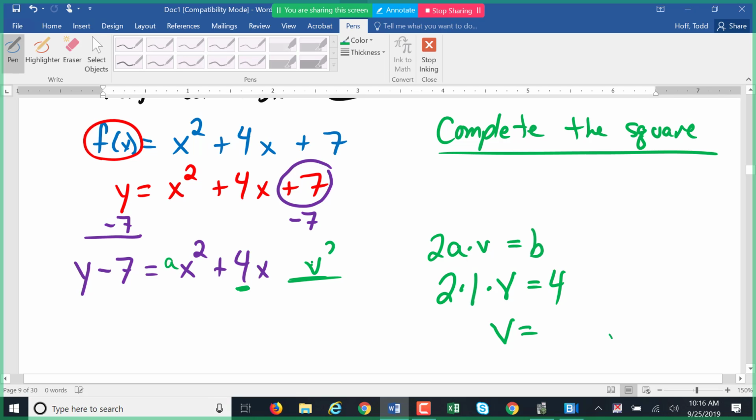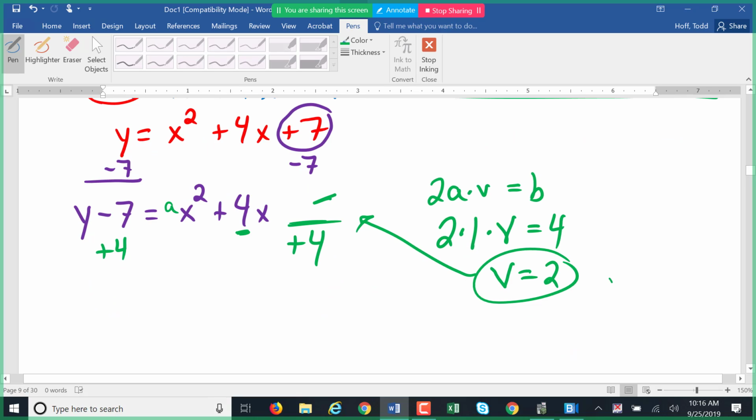So this is going to be v squared over here. So we solve that. v equals 2. v squared equals 4. So we have to add 4 here to complete this square. So we're going to add 4 over here. So y minus 7 plus 4 is y minus 3. This side is x squared plus 4x plus 4.